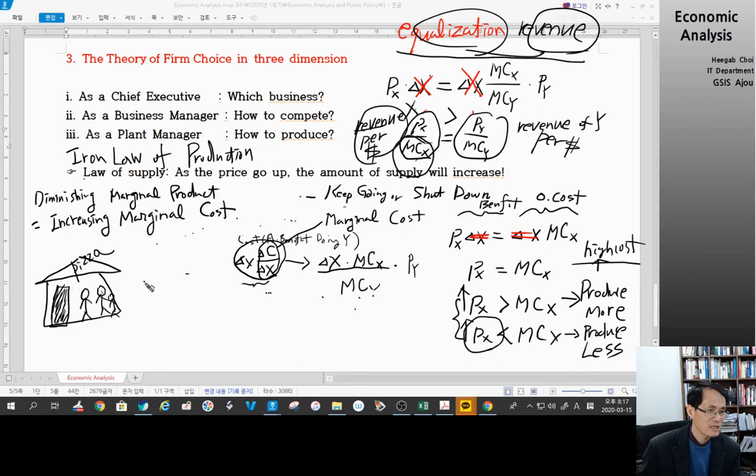Now, you will find that the total product of a pizza will keep increasing. But the problem is that as you add more people, because this pizza oven is only one, the extra labor you are employing will produce less pizza than before. When you first employ this employee, you will produce this much of pizza, right?